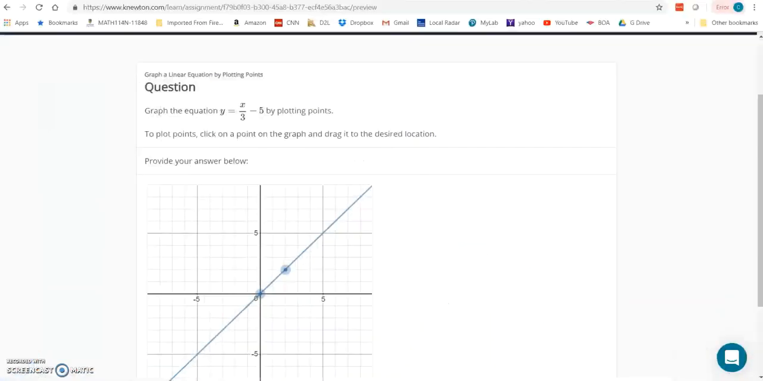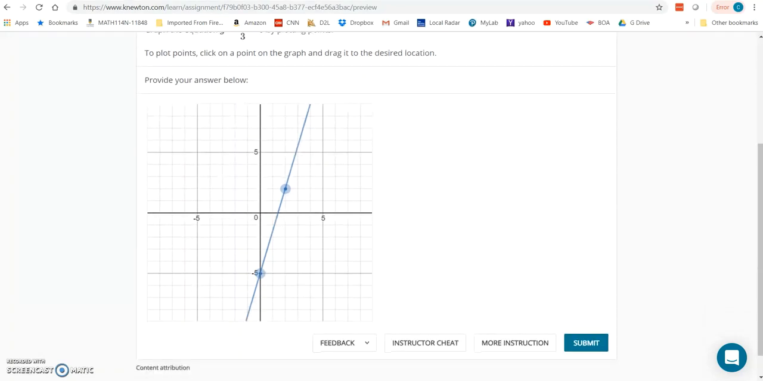Let's go back over to Knewton and try that out. So (0, negative 5). Grab one of these points, doesn't matter which one, move it to (0, negative 5), and then the other one was (3, negative 4). 1, 2, 3. Now that's right now at (2, negative 4), so let me be careful there. That's at (3, negative 4). Let's check it out. We got it.